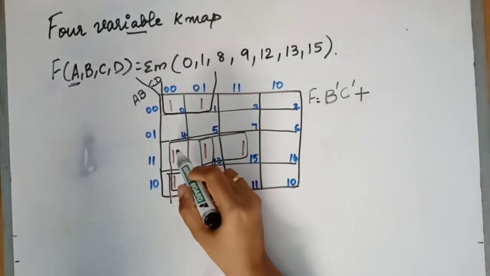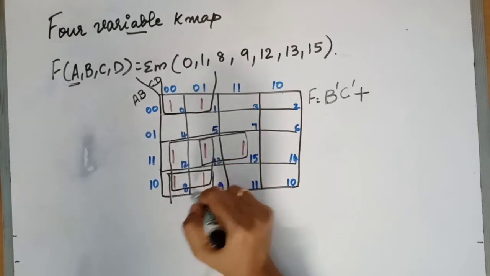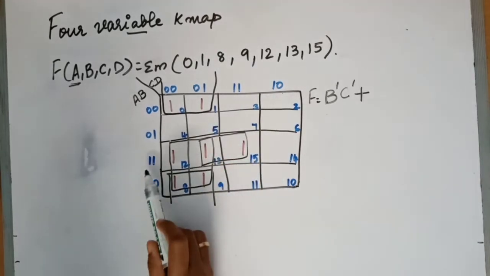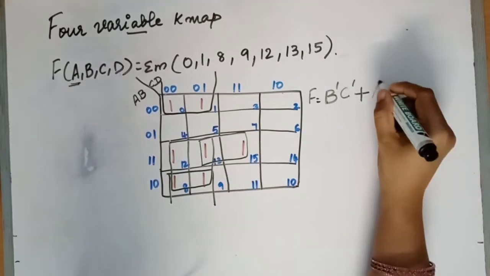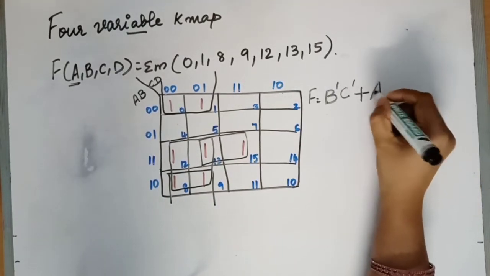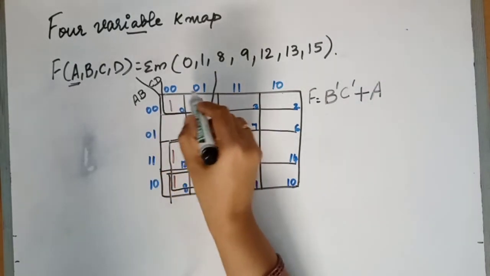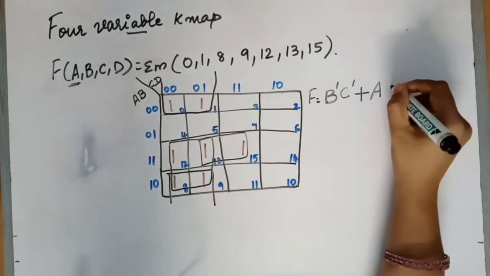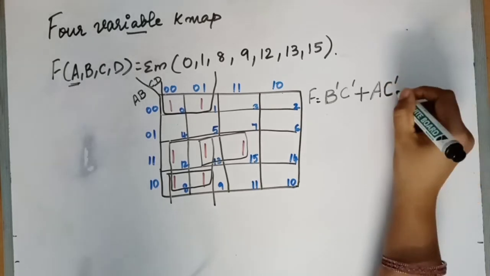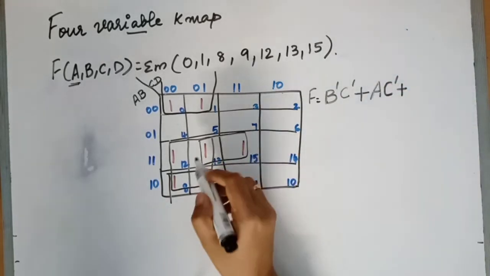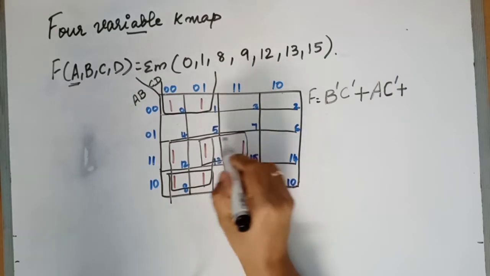So next, suppose we are taking this 4. So what is common? A is common, B is different. So A is common. What is A? A is equal to 1. So A, and C again is common. So that is C is 0. So C bar. Again put a plus.